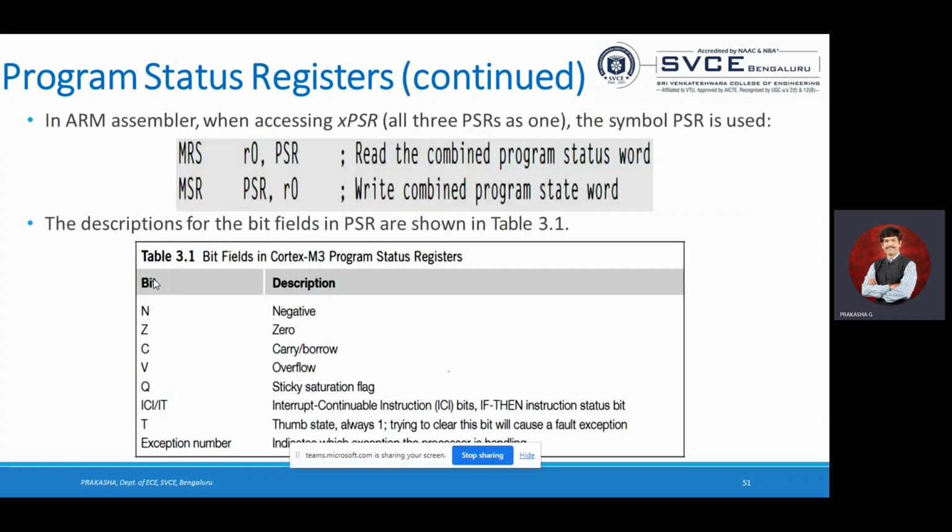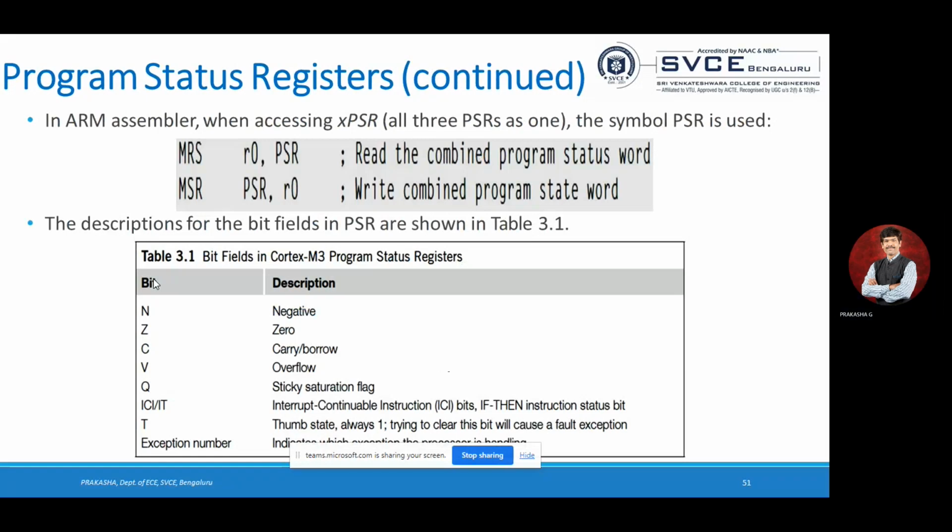Here we see NZCV: negative, zero, carry or borrow, overflow, Q the sticky saturation flag, and ICT or IT, interrupt continuable instruction, that is the if-then instruction status. If else: if this condition is true, go here; if the condition is not true, go somewhere else. That is an instruction which is generating the interrupt.